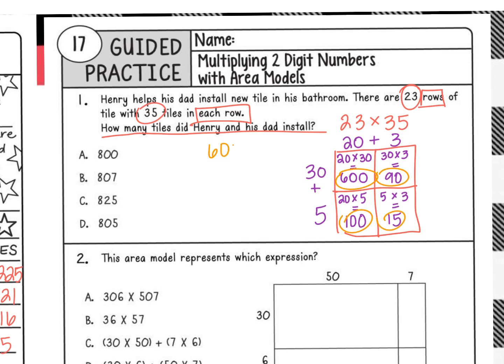So I have 600 plus 100 plus 90. I don't know why I'm writing a plus sign every time. Don't need to. Plus 15. Okay, so I add up my ones column, and what do I have in my ones column? 5. Good. In my tens column, I put a 0 and carry the 1. And then in the hundreds column, I should have 8. So my answer is 805.